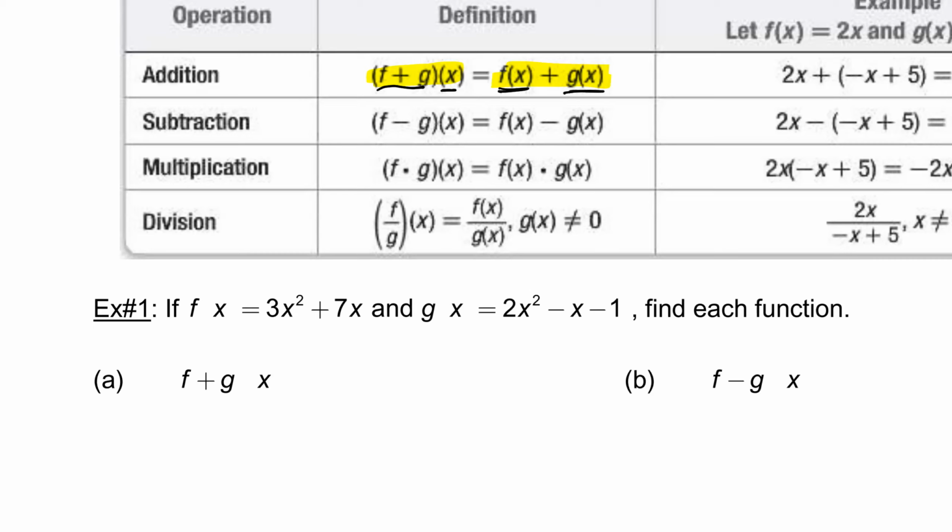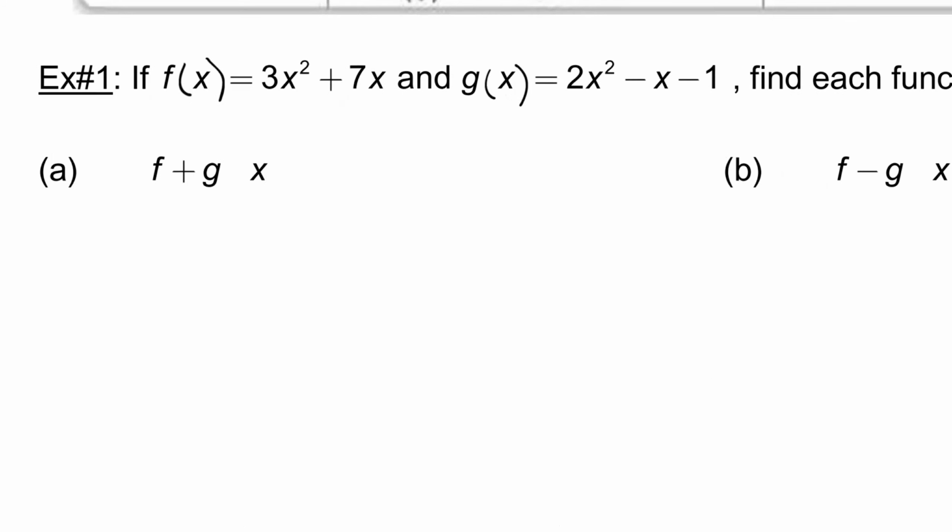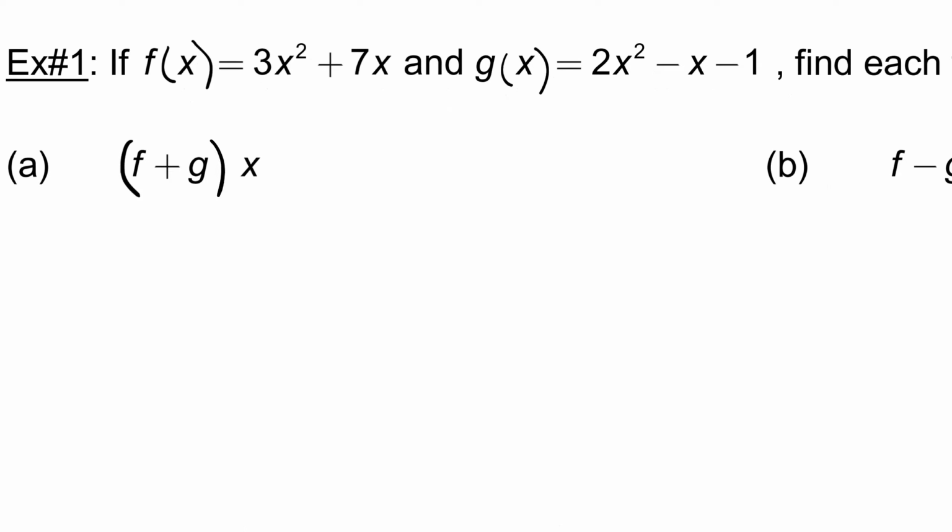So, if f of x is equal to 3x squared plus 7x and g of x is equal to 2x squared minus x minus 1, find each function. So, the first thing I want to do is take f of x and add it to g of x, right? So, f plus g of x, this is the same thing as saying f of x plus g of x. All I'm going to be doing is writing and adding the two functions together. The only hard part about this is literally understanding the translation, that it's not distributing x, and then combine like terms. It's like what we did before.